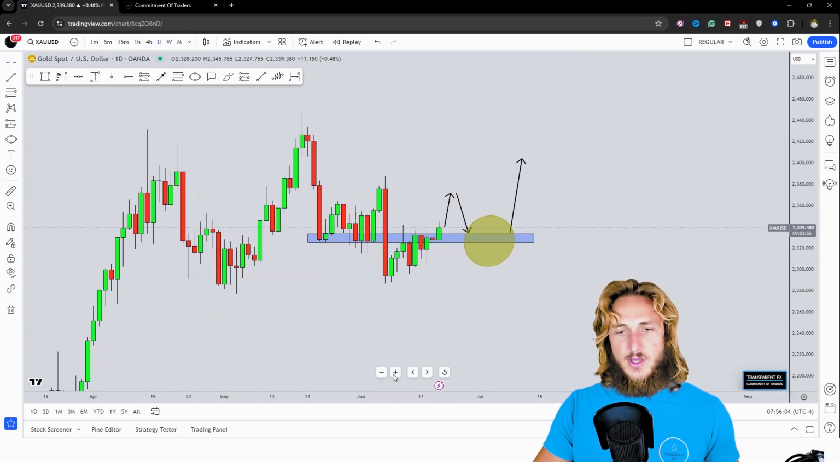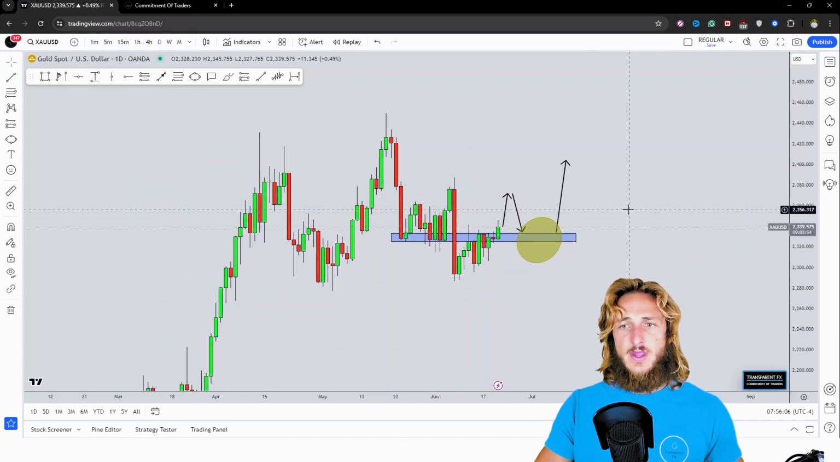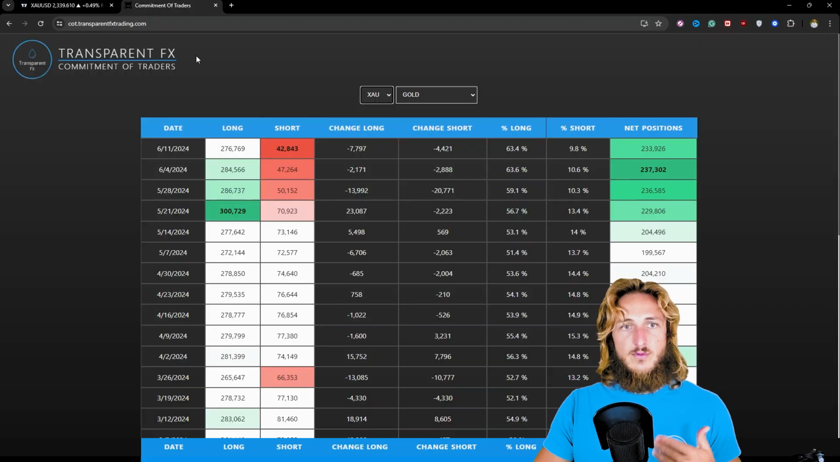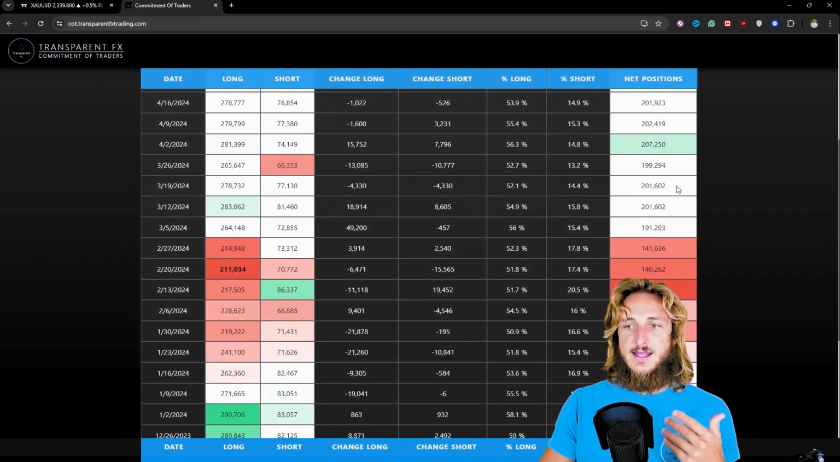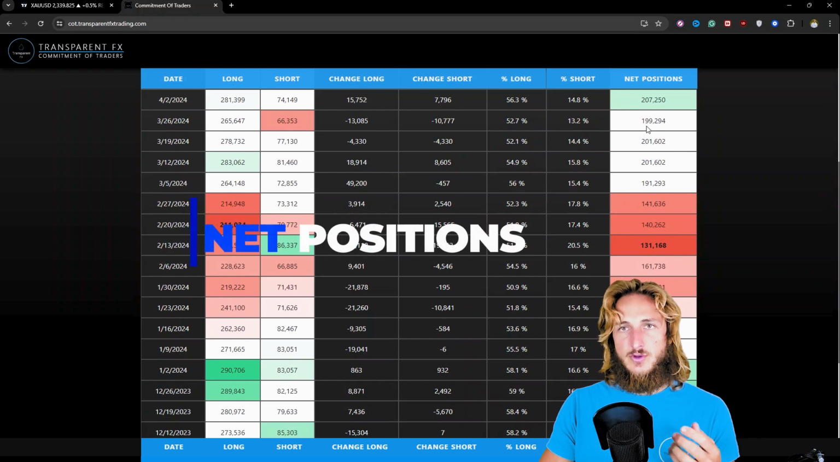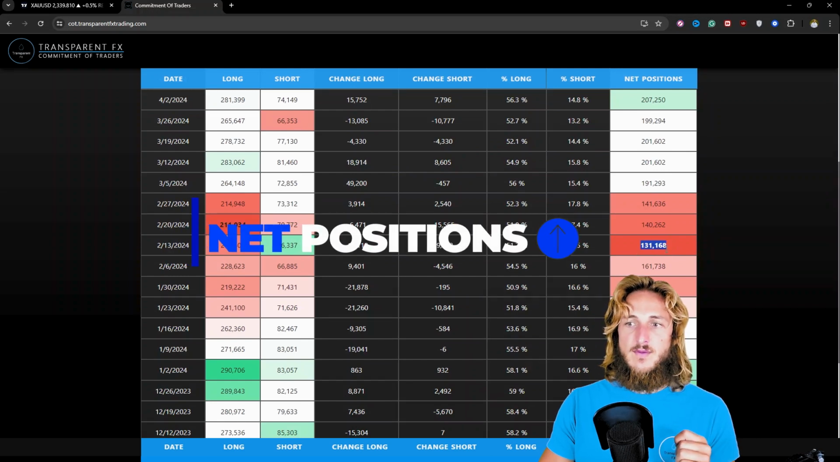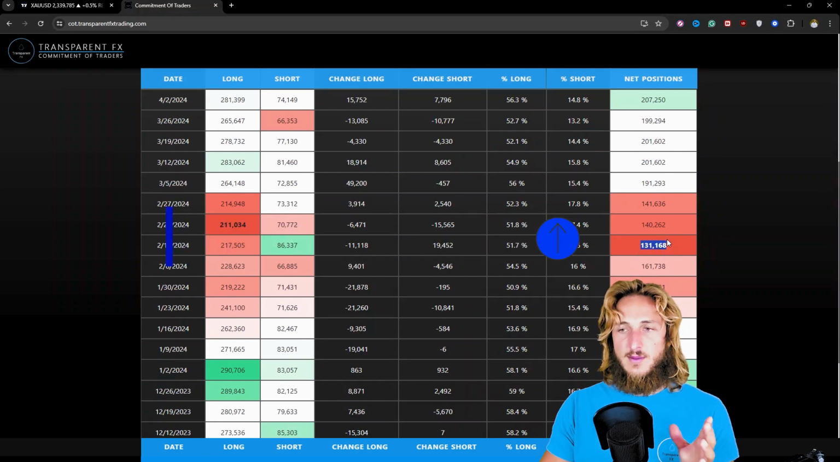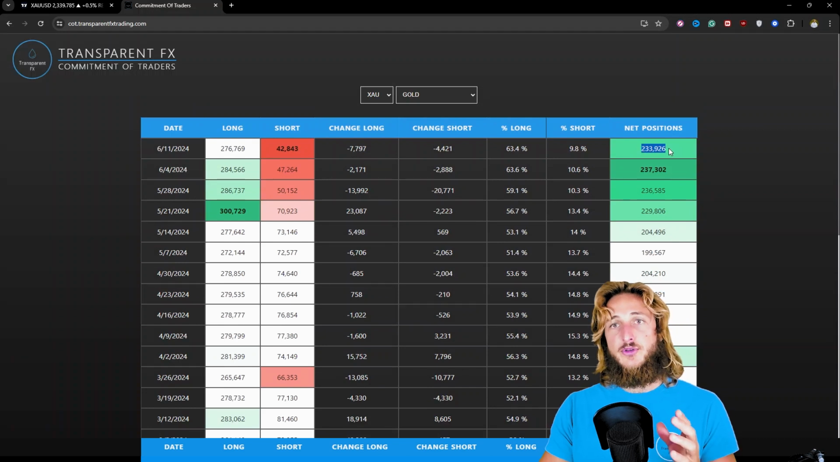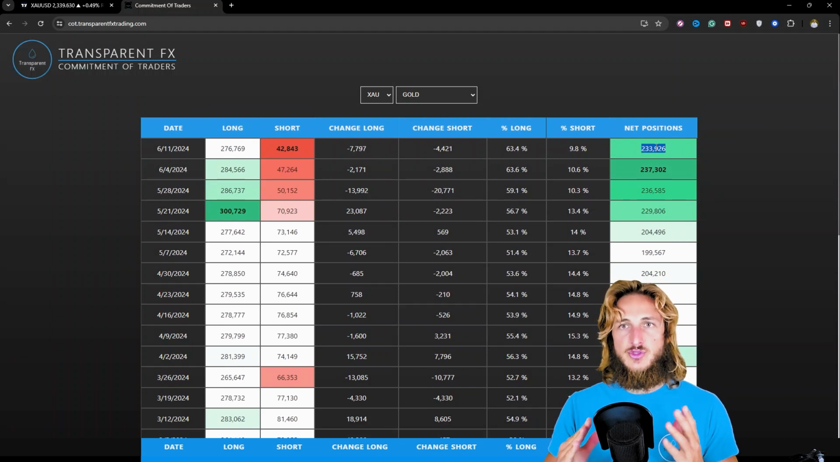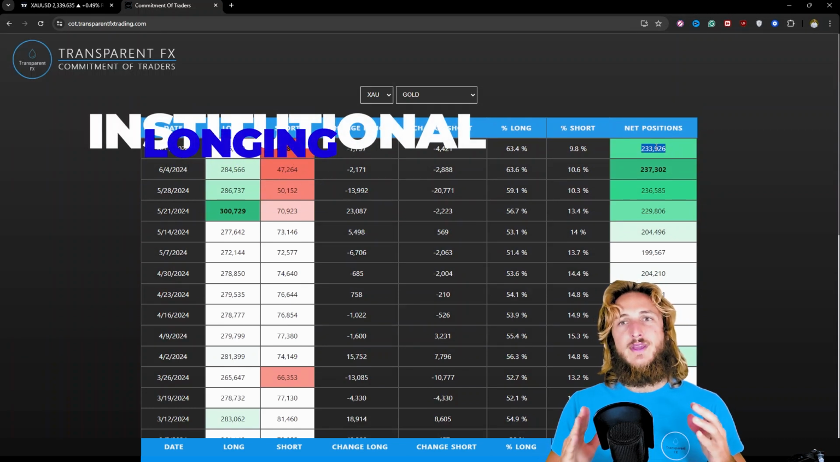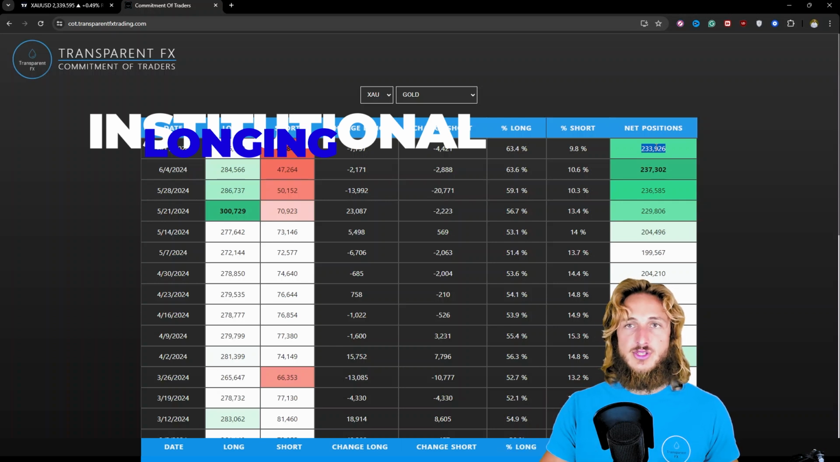Now, what do I mean when I say institutional longing? Well, let's go and see what we have when it comes to the commitment of traders. So what hedge funds, institutions, and the big players in the market are doing precisely for gold. Now, what we can see here is that in the long run, we have seen a massive increase of the net positions. We went from having 131.1k net positions all the way up to 233.9k net positions. So essentially, institutions have been moving aggressively to the bullish side for gold, therefore making it stronger.